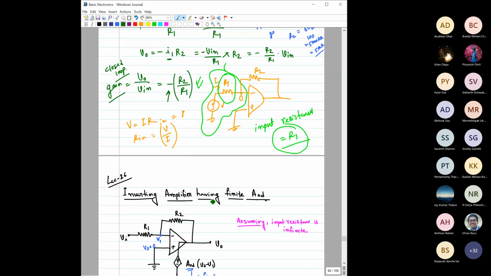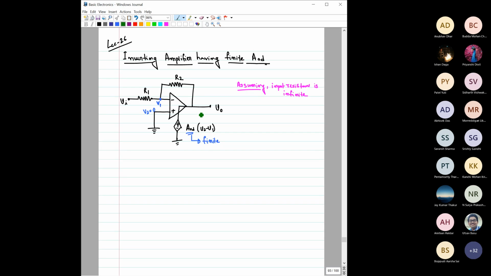Now in today's discussion, we will assume that the input resistance of this op amp is still infinite. That is a property of an ideal op amp that still holds here. But we will assume that AOD, the differential open loop gain of this op amp, is not infinite but some finite number, right? Considering that, we will try to find the expression of the gain for this amplifier, and from there we will see what the implications of AOD are on the overall gain, and what the expected value of AOD would be so that we can consider this op amp to be quite close to an ideal op amp. So let's start.